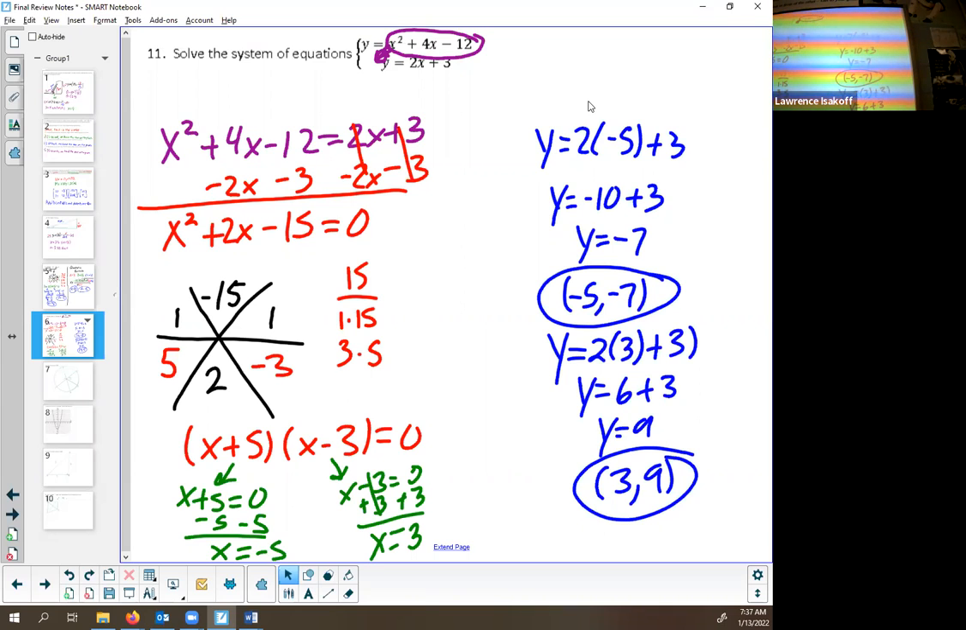That's why I'm showing you this backup way of saying, well, look, I know on the final it's just multiple choice. You can just look at the graph and tell me where they cross. It will be good.